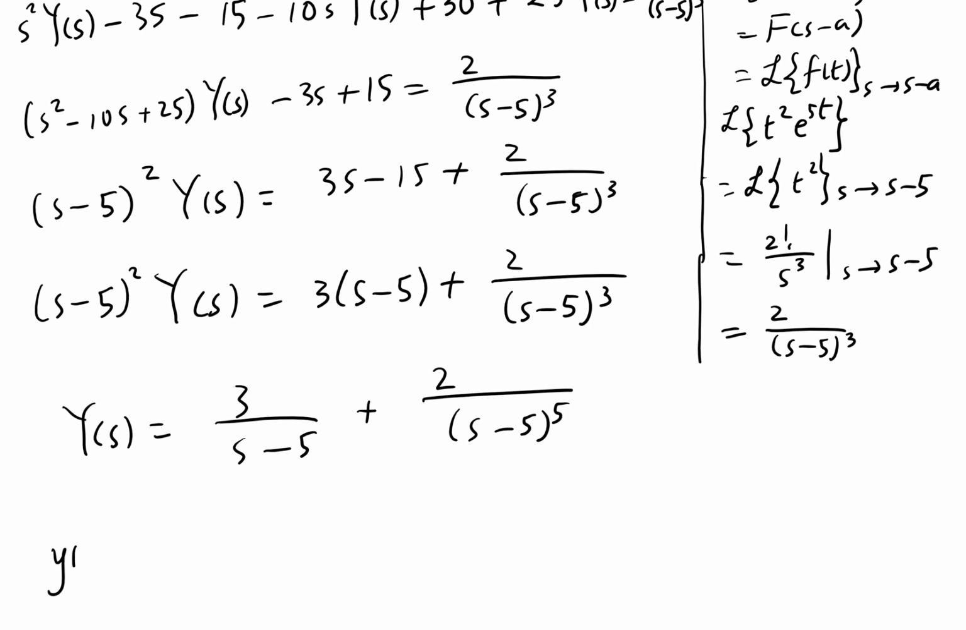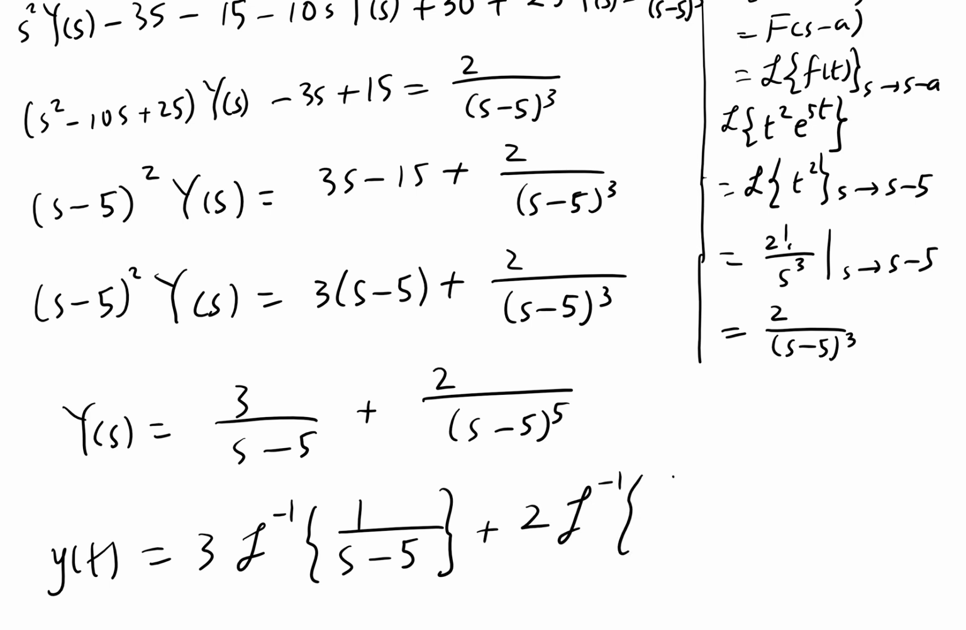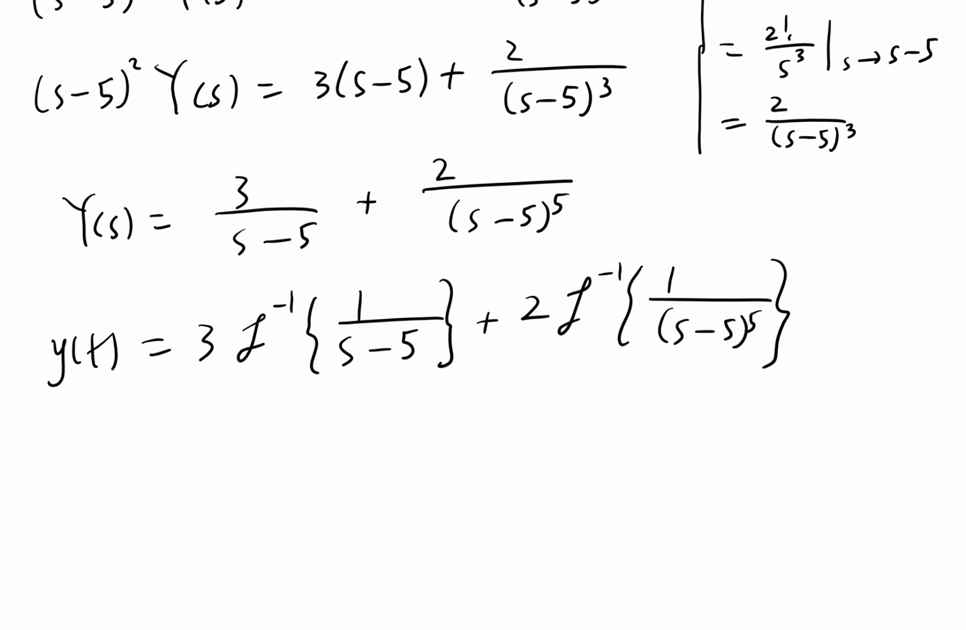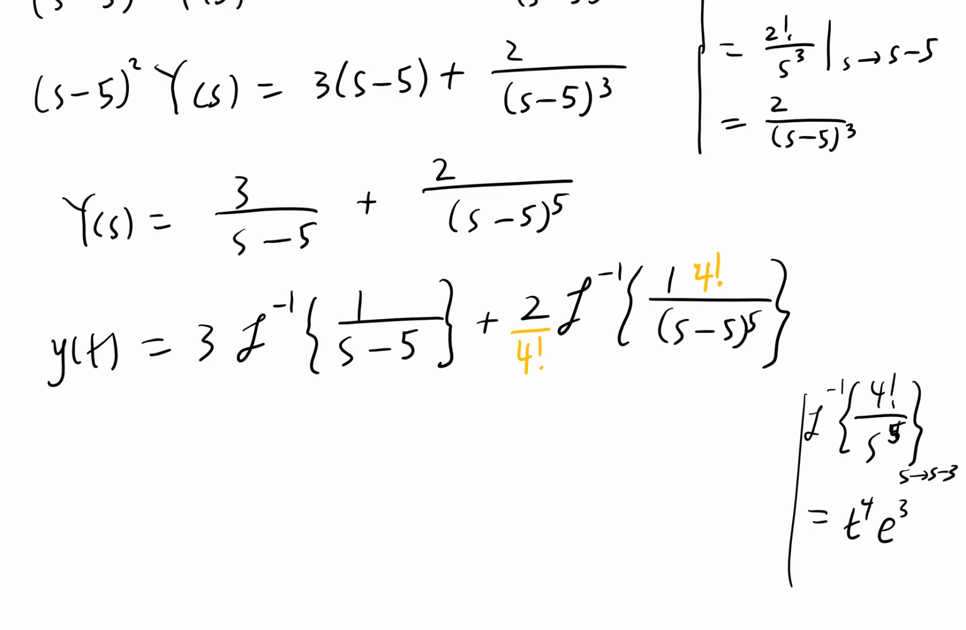If we do Laplace inverse for both sides, we get y of t equals 3 Laplace inverse of 1 over s minus 5 plus 2 Laplace inverse of 1 over s minus 5 to the fifth power. And then for this one, what we need to do is, because I have s minus 5 to the fifth power, the top should be times 4 factorial. We do the same thing here, 4 factorial. And we know the inverse Laplace of 4 factorial over s to the fifth, when s is replaced with s minus 3, is t to the fourth, e to the 3t.